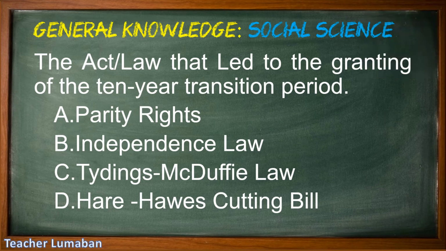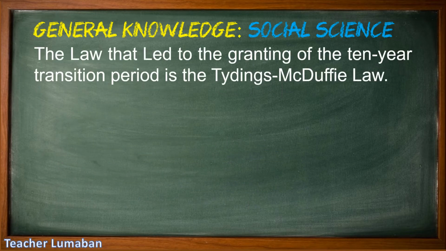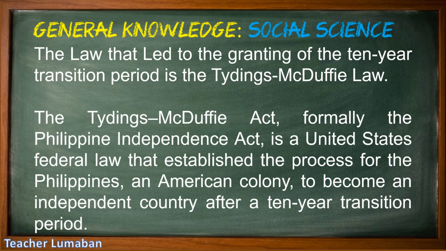The suitable answer is letter C. Tydings-McDuffie law. The law that led to the granting of the 10-year transition period is the Tydings-McDuffie law. The Tydings-McDuffie Act, formerly the Philippine Independence Act, is a United States federal law that established the process for the Philippines, an American colony, to become an independent country after a 10-year transition period.